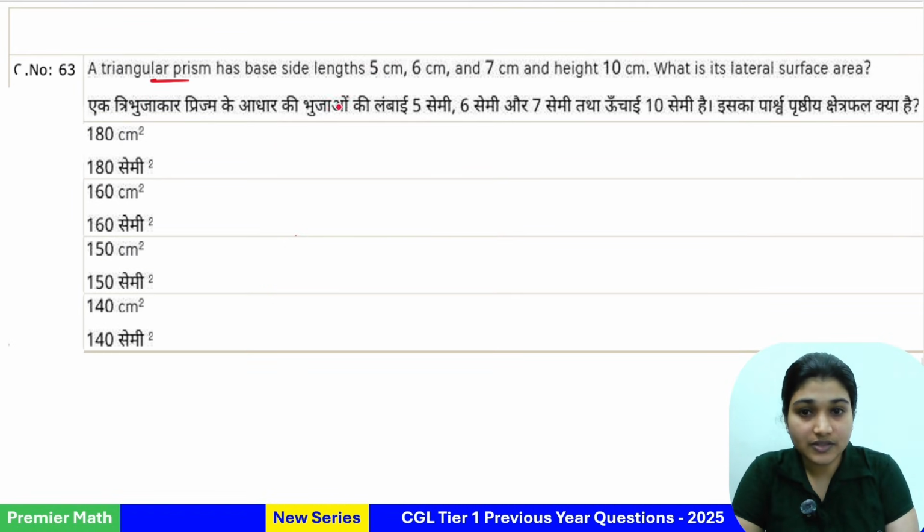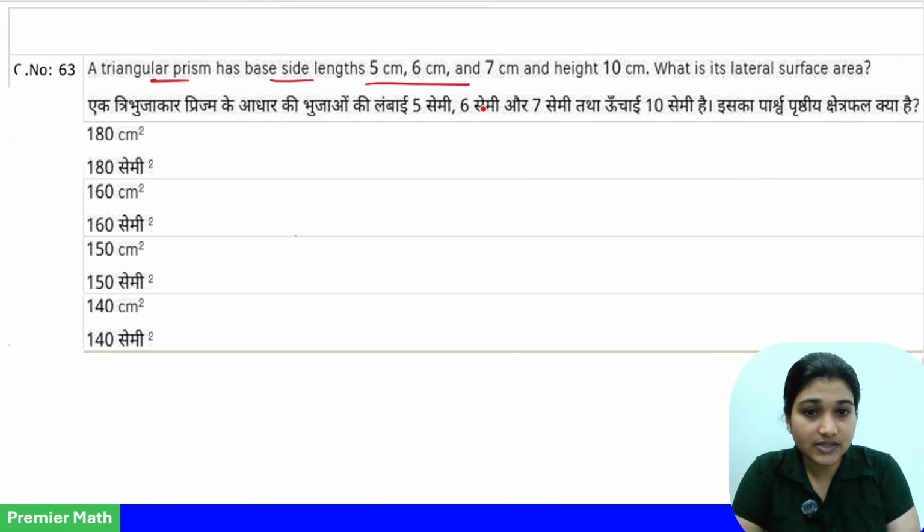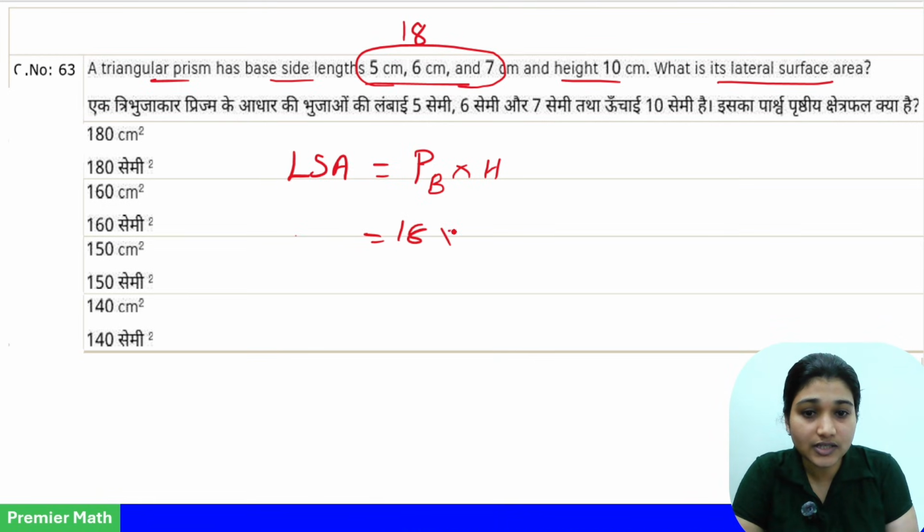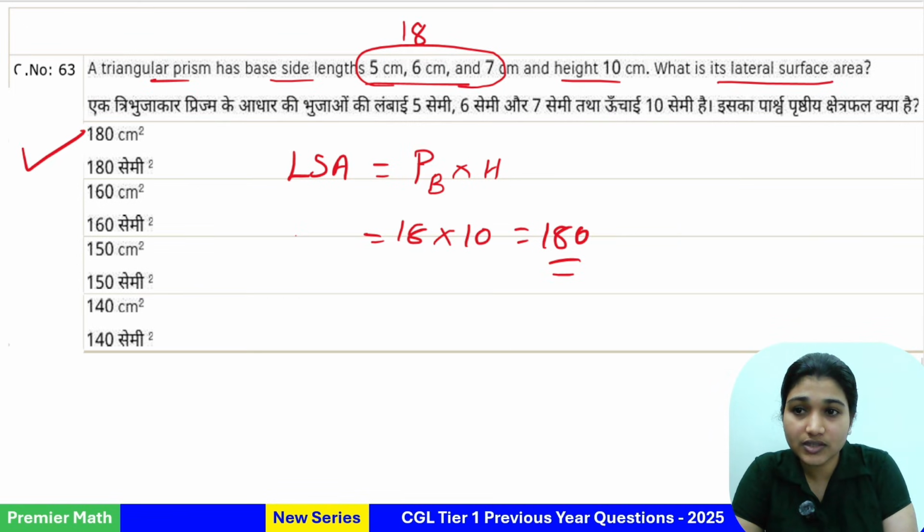A triangular prism has base side lengths 5, 6 and 7 centimeter and height 10 centimeter. What is the lateral surface area? Here, lateral surface area of a prism is equal to perimeter of base into height. Perimeter of base means 5 plus 6 plus 7, which is 18 centimeter. So 18 into height 10 is equal to 180. That is your answer. Option 1 is the answer.